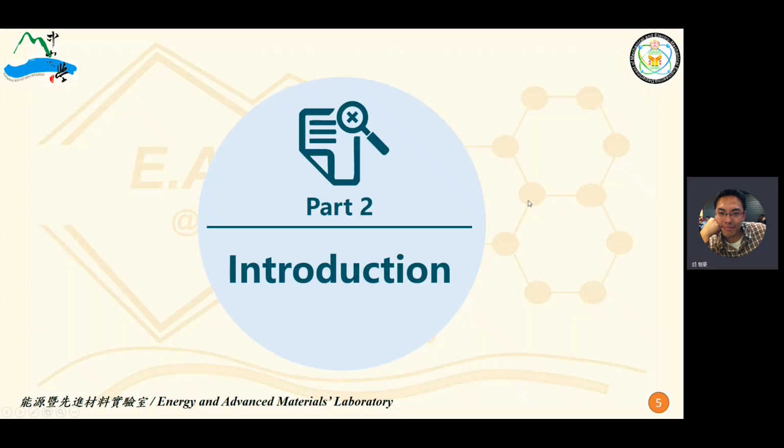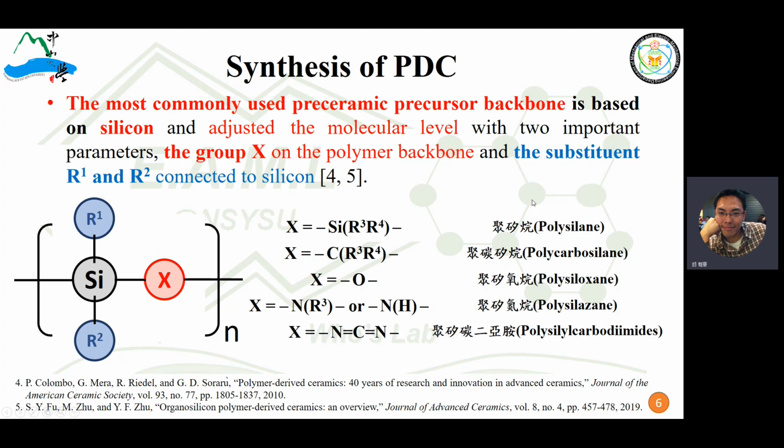And I'm going to introduce the key raw materials called PDC, polymer derived ceramics. The most commonly used pre-ceramic precursor backbone is based on silicon and adjusted at the molecular level with two important parameters: the functional group X on the polymer backbone and the substituents R1 and R2 connected to silicon.